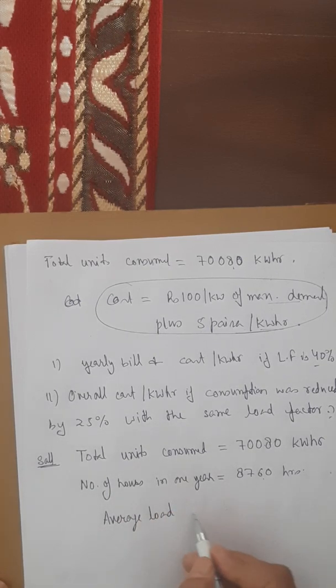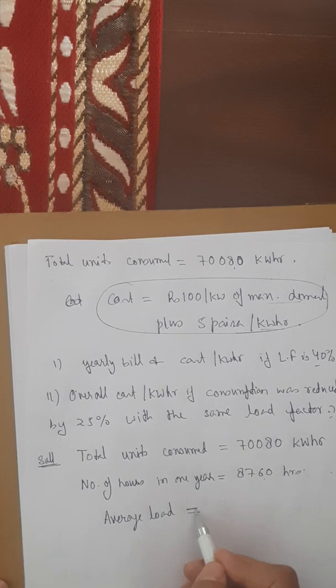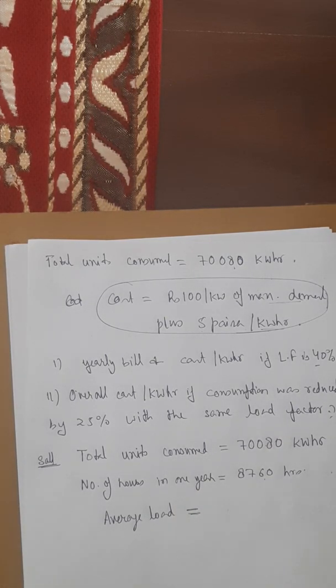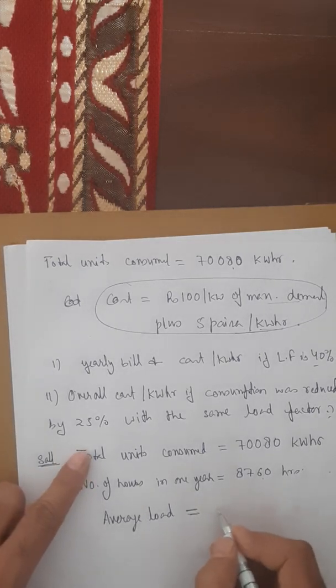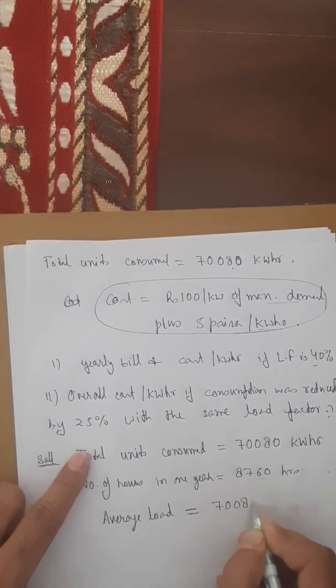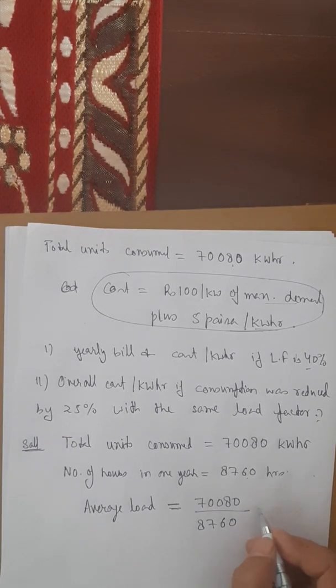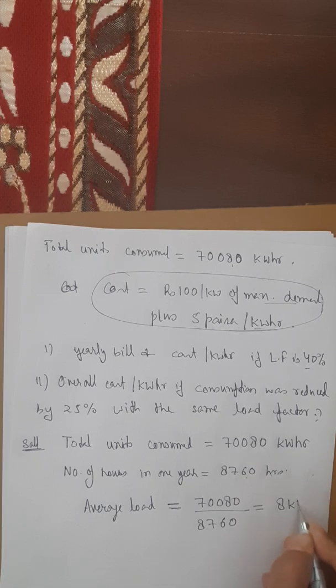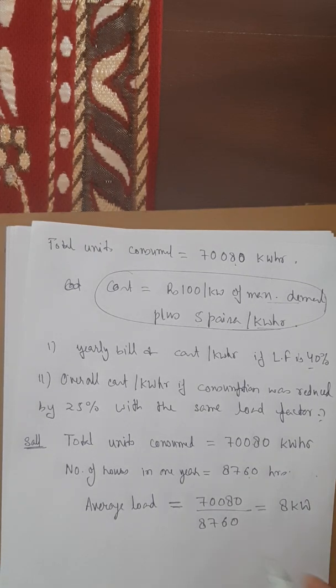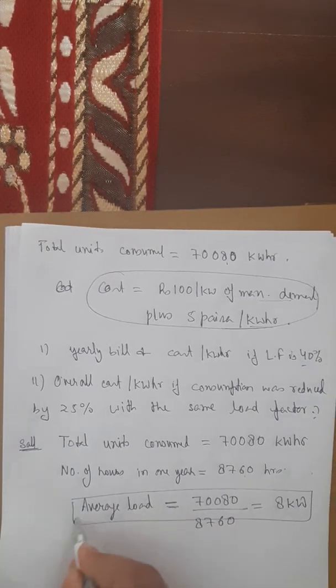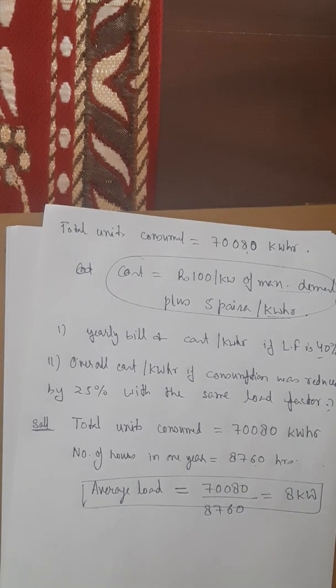This is the only step that solves the whole numerical problem: you have to calculate the average load first. So total units consumed divided by total number of hours in a year will give you the average load, which is coming around 8 kilowatt. So you know what your average load is. Got it?